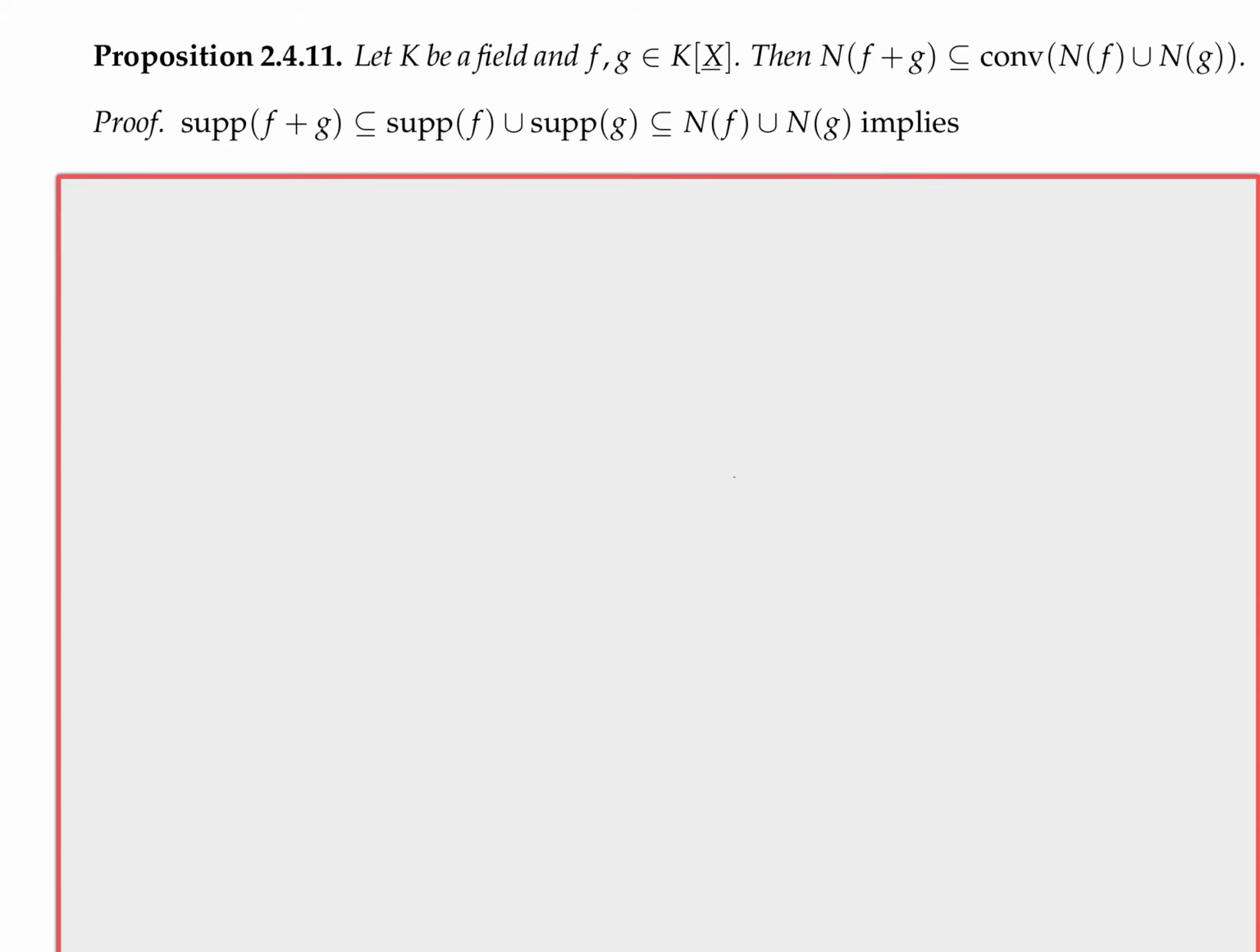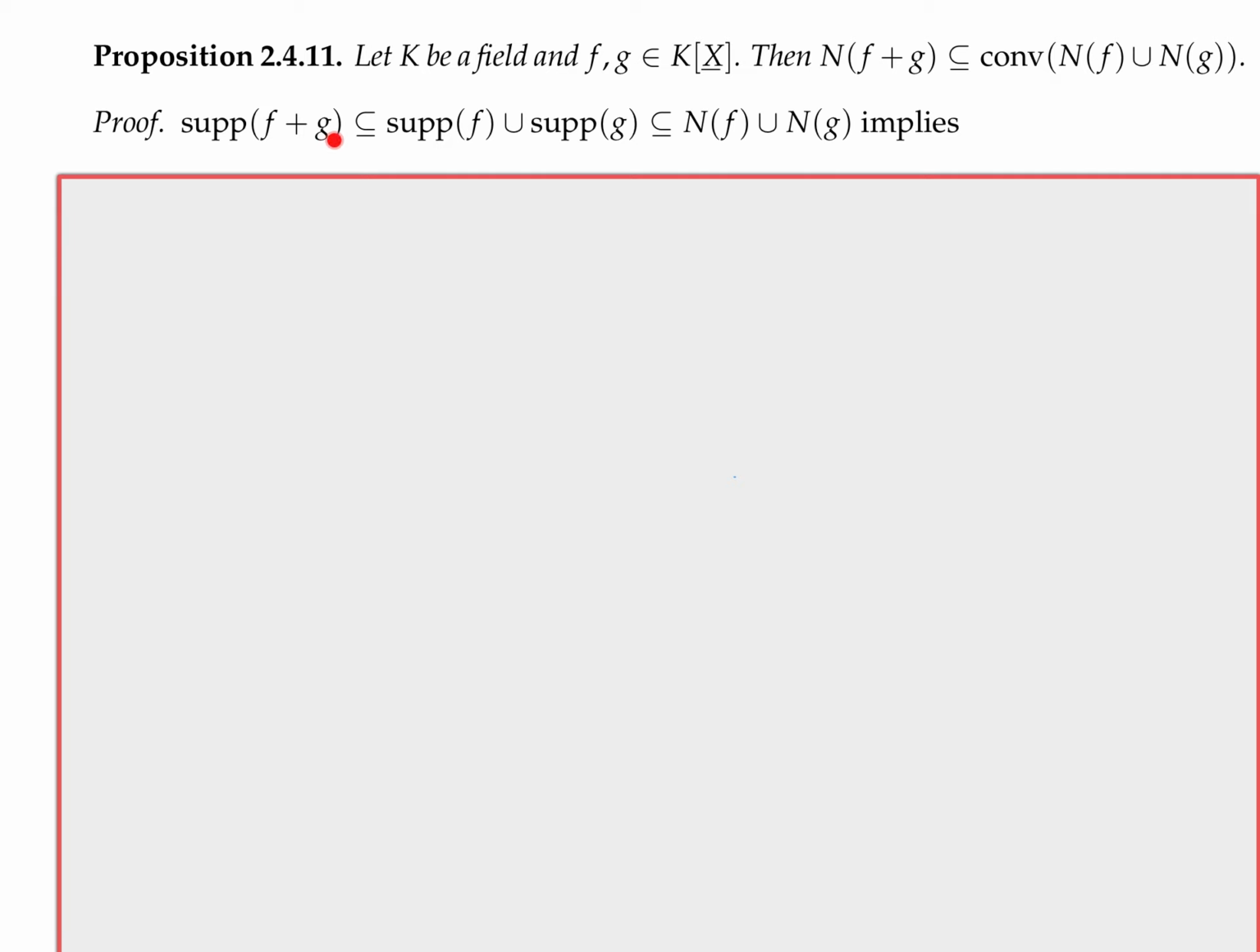So the next thing is comparatively very easy. Let K be a field and f, g be polynomials. Then the Newton polytope of f plus g is contained in the convex hull of the Newton polytope of f union the Newton polytope of g. Right, that's, I mean, in the univariate case, you know, for example, that the degree of f plus g is less than or equal to the maximum of the degree of f and the degree of g. So this is a bit of an analog of this. But this is quite easy, that's quite trivial, right?